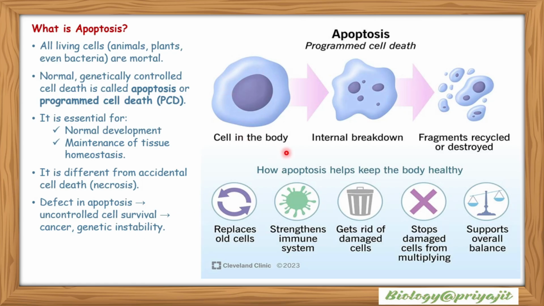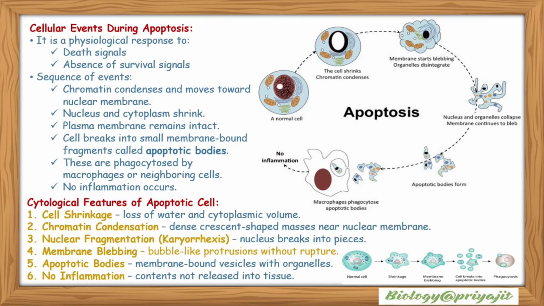So when a cell in the body undergoes internal breakdown, its fragments are recycled or destroyed. How does apoptosis help keep the body healthy? It replaces old cells, it strengthens our immune system, it gets rid of damaged cells, it stops damaged cells from multiplying, and supports overall cellular balance.